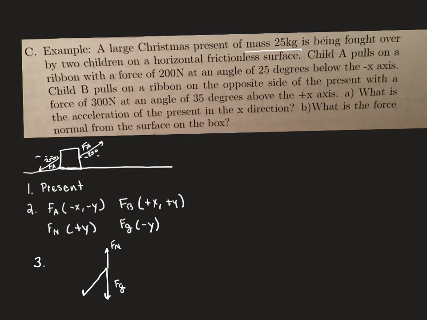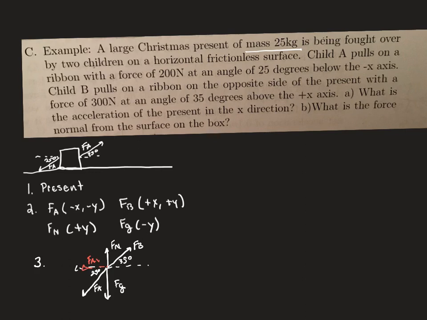Force A is going to be down here in the third quadrant. So let's see, this was 25 degrees in here. This is force A, and then force B is going to be 35 degrees in here. Alright, so those true forces we need to split into components, force A and force B.